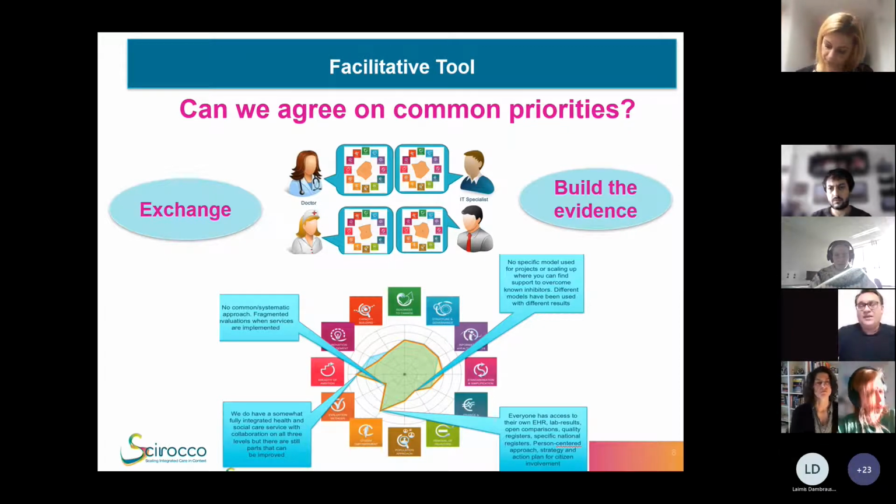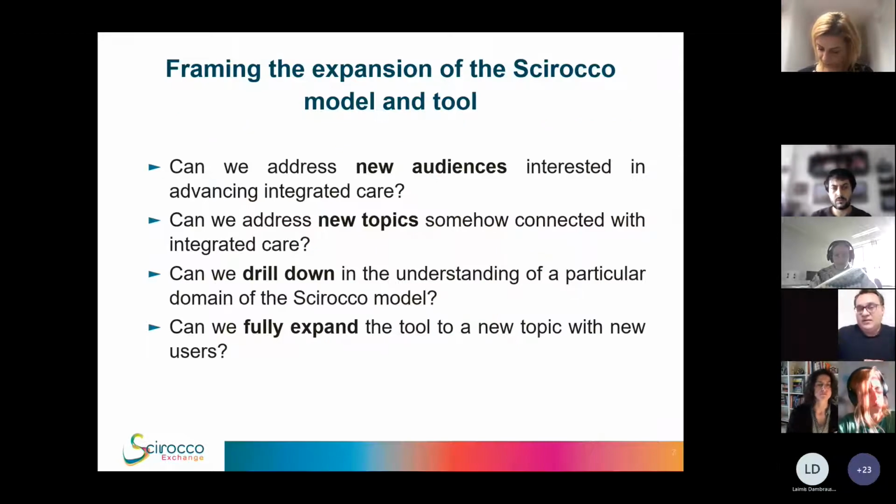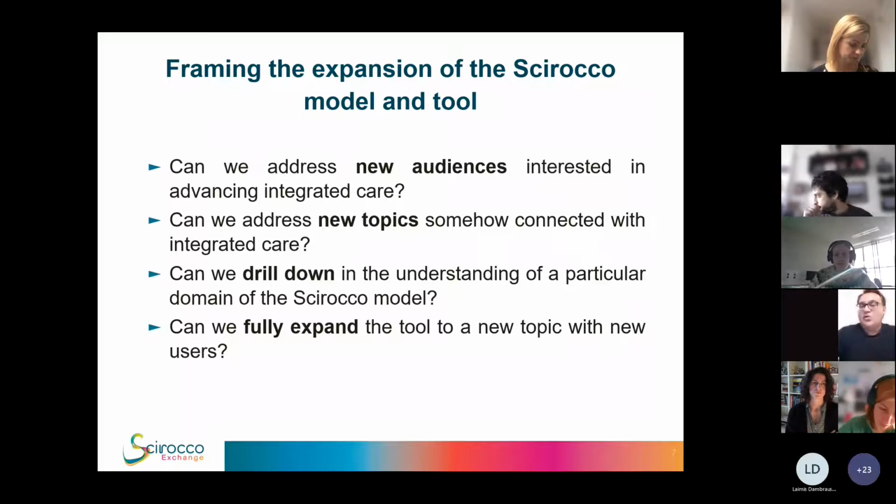But we thought that the Scirocco model and tool have more possibilities than only focusing on the usual suspects of integrated care. And that's why we framed the expansion of the model and the tool through 4 driving questions. The first one is, could we address new audiences? So we discuss integrated care, but we would like to know if there are other players that are not usually involved in assessment that could have a role. So this would be one area of expansion.